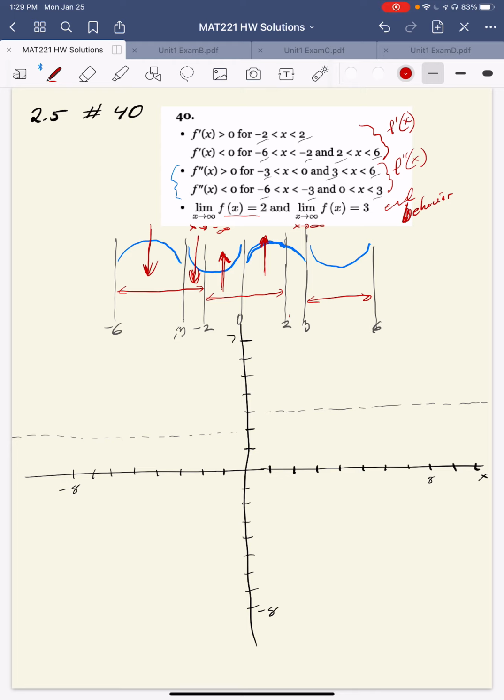All the way over. Sorry about that. I really needed that line to go all the way over to the 2, because between 2 and 6, I have a decreasing function. Okay?